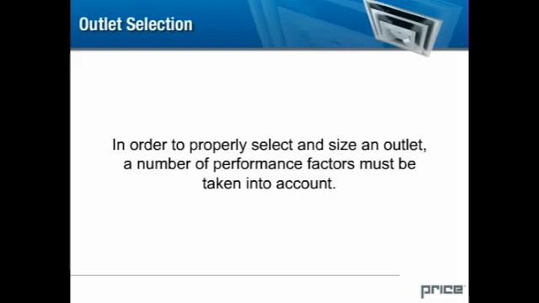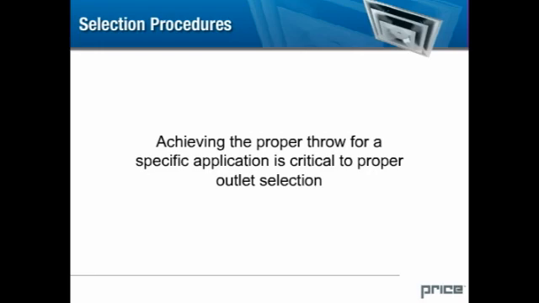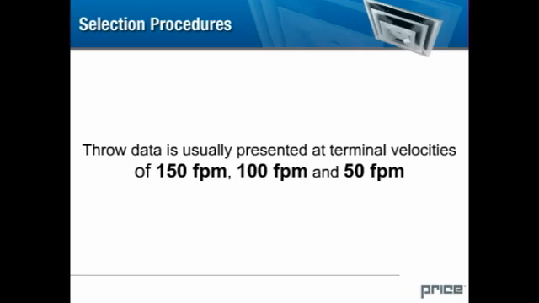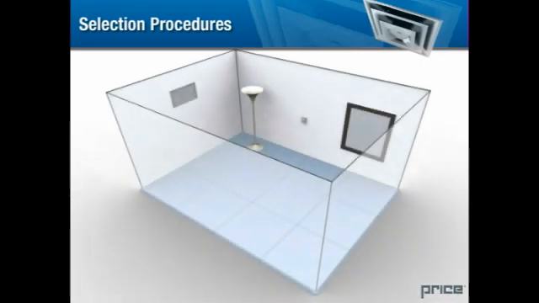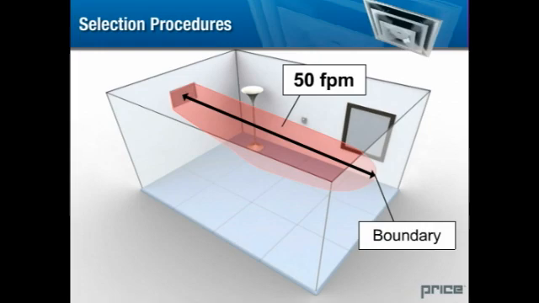In order to properly select and size an outlet, a number of performance factors must be taken into account. Throw. Achieving the proper throw for a specific application is critical to proper outlet selection. Throw data is usually presented at terminal velocities of 150 feet per minute, 100 feet per minute, and 50 feet per minute. Generally, outlets should be selected so that the throw at 50 feet per minute terminal velocity equals the distance from the outlet to the boundary of the conditioned space. In most cases, this criteria will produce acceptable results.